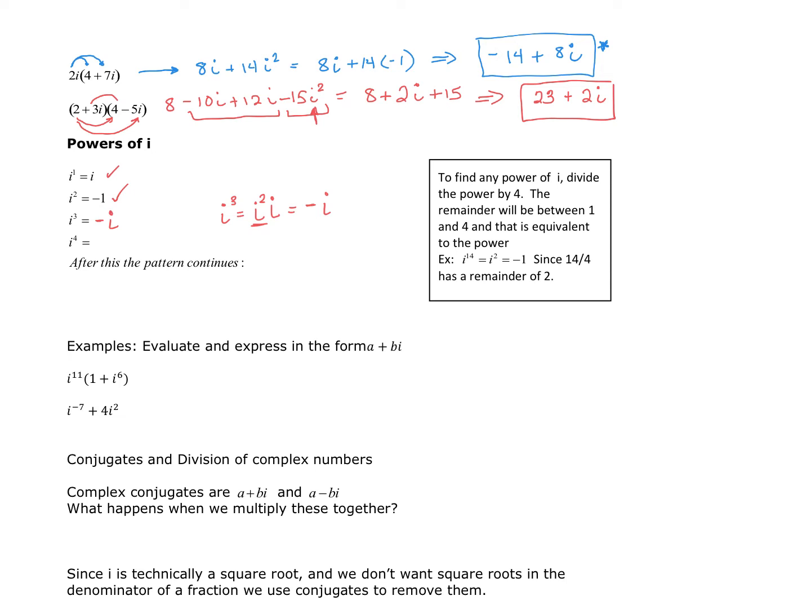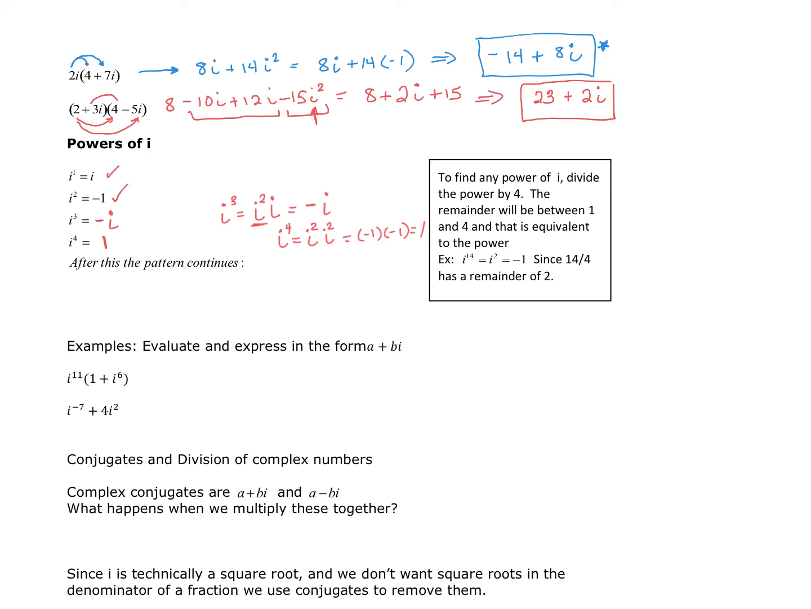And you'll notice I put a little hook there. I don't want to write that and then lose my dot and have it make it look like a 1. So just a tip. Okay, i to the fourth we're going to think of as i squared times i squared, which is negative 1 times negative 1, or 1.